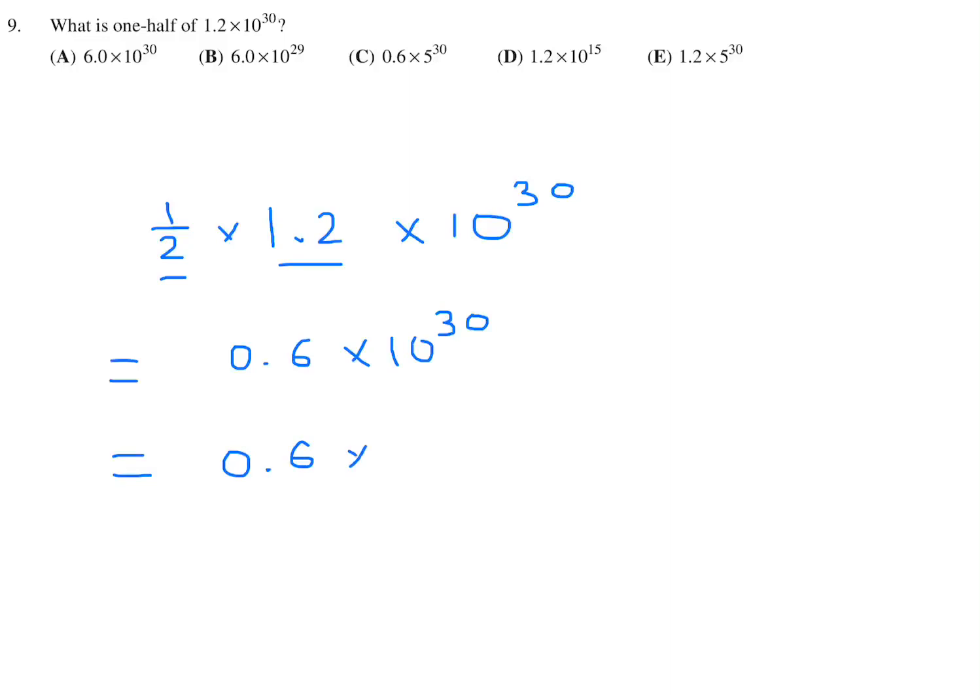So 0.6, I'll break up the 10 to the 30 to 10 to the power of 1 and 10 to the power of 29. And this part then becomes 0.6 times 10, which is 6, times 10 to the power of 29. And this is one of the answer choices. It is B.